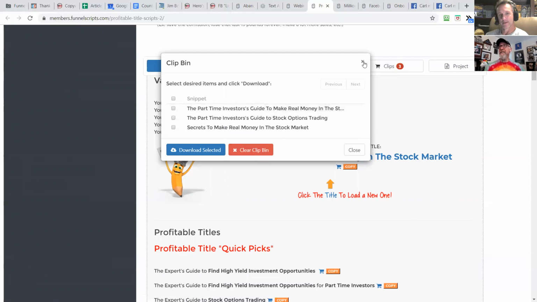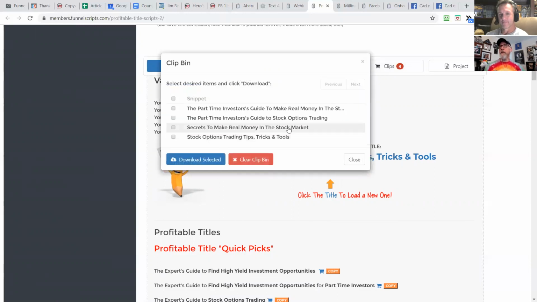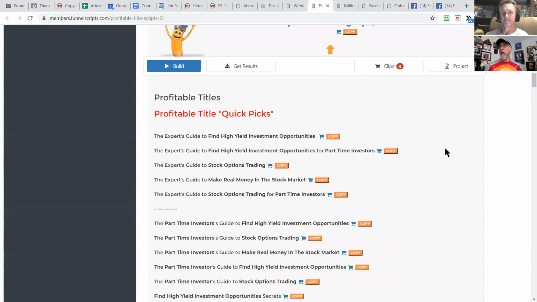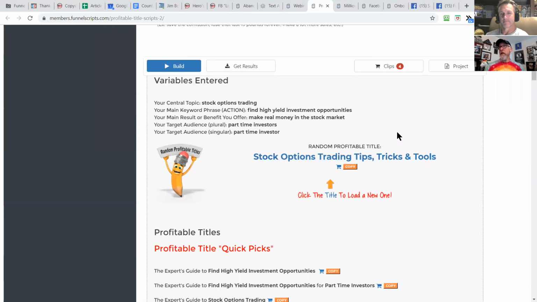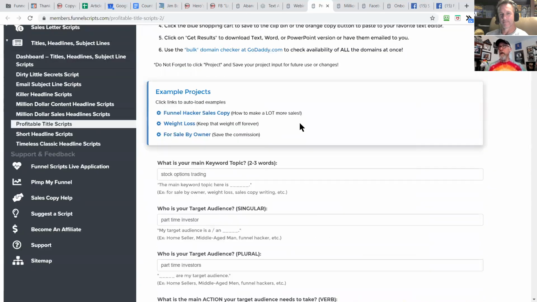It kind of is, but "Stock Options Trading Tips, Tricks, and Tools" could be a subtitle. So, "Secrets to Make Real Money in the Stock Market, Stock Options Trading, Tips, Tricks, and Tools." That could be a subtitle. That's good. I really like those. I'll have to load this in as a preset up here.